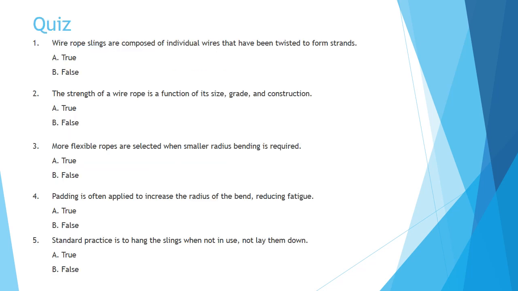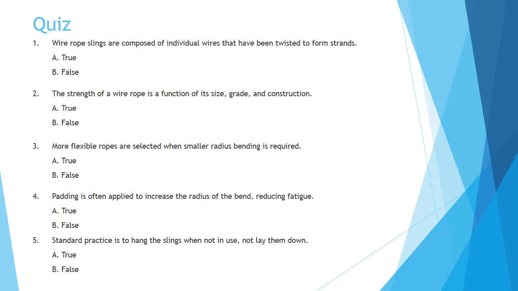Quiz. 1. Wire rope slings are composed of individual wires that have been twisted to form strands. A, true, B, false. 2. The strength of a wire rope is a function of its size, grade, and construction. A, true, B, false.